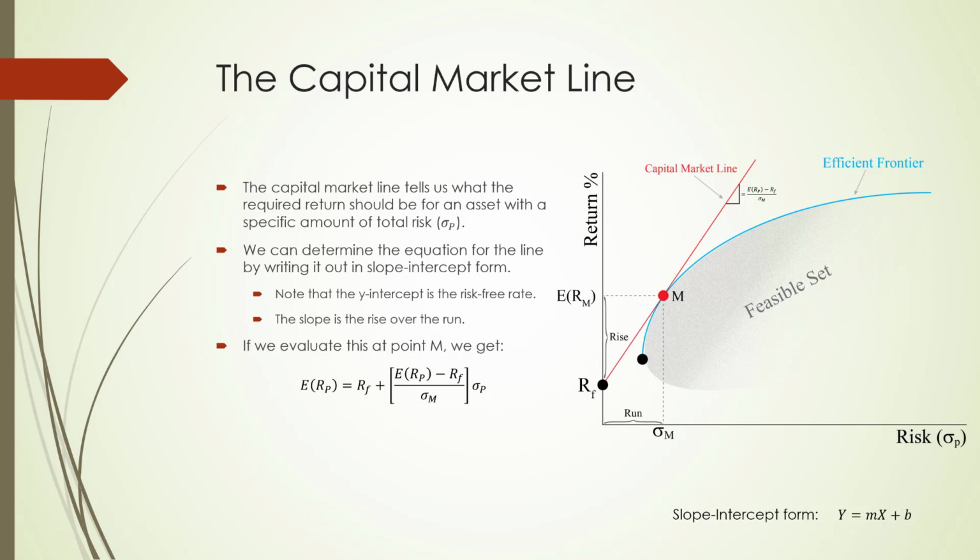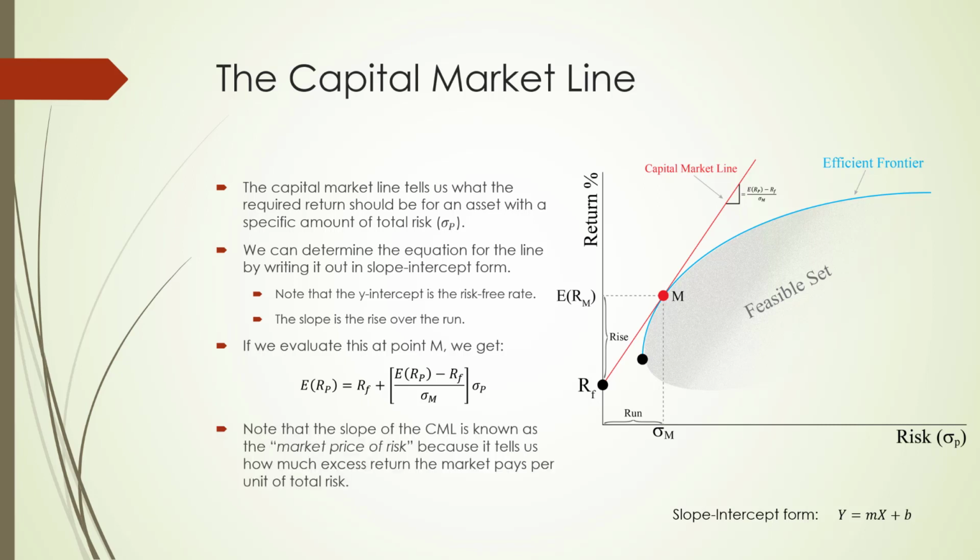Now, by the way, let me remind you that one of the nice things about straight lines is that the slope is constant. The slope never changes, unlike with a curve. And so the slope of the capital market line is the same at every point. Now, that slope is known as the market price of risk. What it tells us is the amount of excess return, that means over the risk-free rate, that you can get per unit of total risk. So the excess return divided by the total risk.